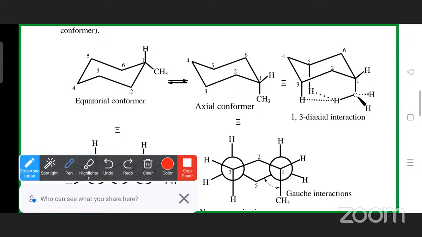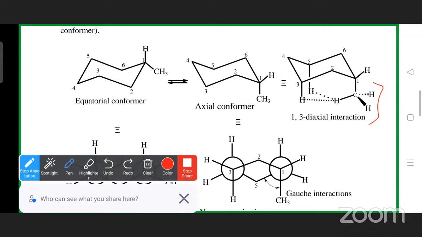So here, if the methyl is in the axial orientation, you see the three hydrogens: this one is above the plane, this one is below the plane, and this one is on the plane. These are the three orientations of the hydrogens here. Now, generally these two hydrogens are not interacting with the other hydrogens here.